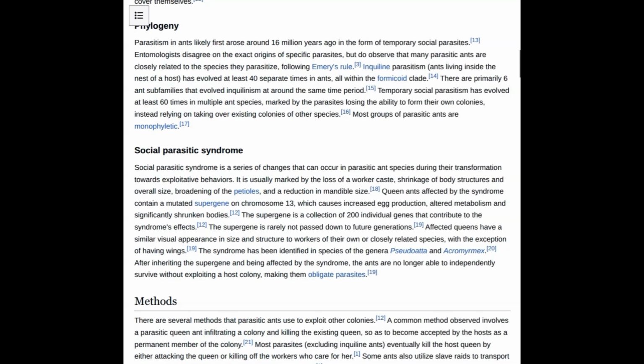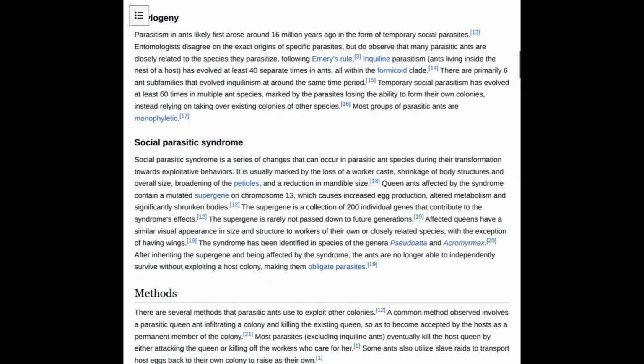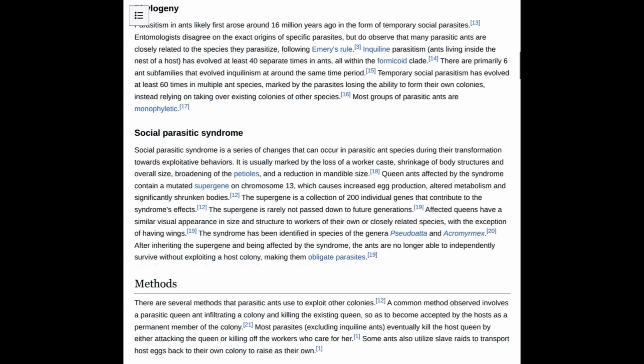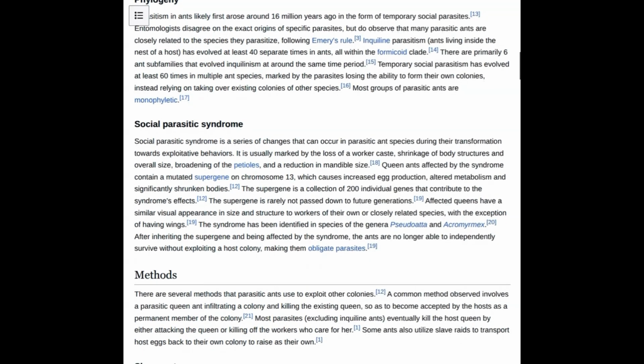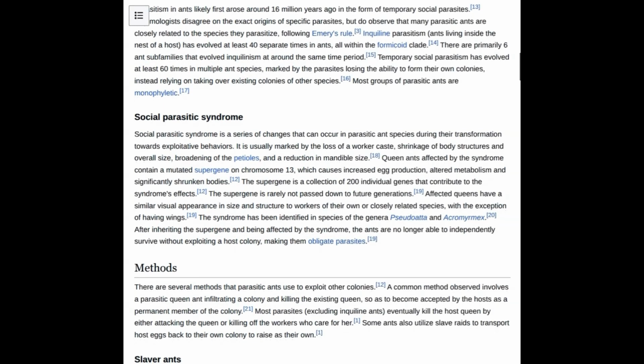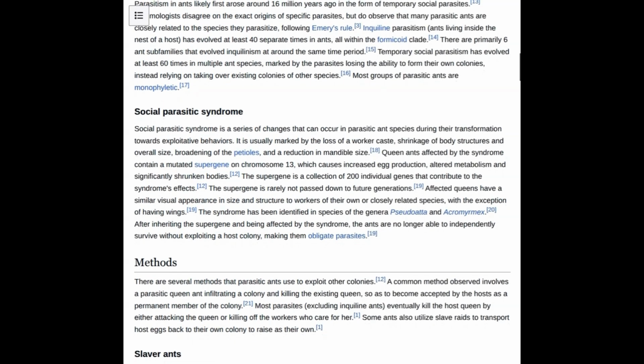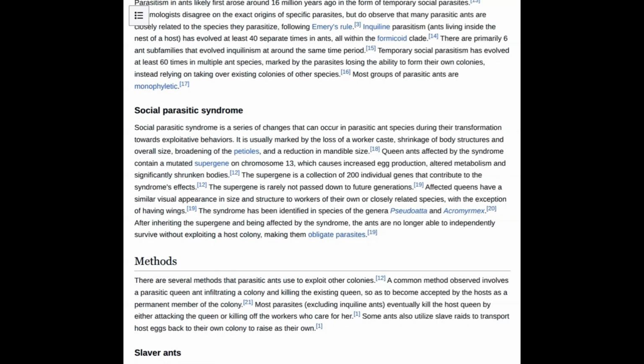Social parasitic syndrome is a series of changes that can occur in parasitic ant species during their transformation towards exploitative behaviors. It is usually marked by the loss of a worker caste, shrinkage of body structures and overall size, broadening of the petioles, and a reduction in mandible size.